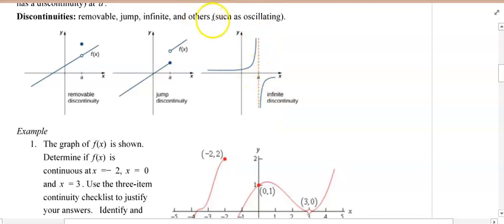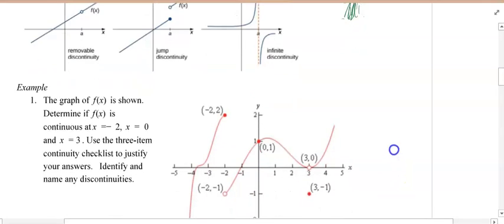There are other discontinuities such as oscillating discontinuity. That means the function is just going up and down. It's going nowhere, just oscillating between bounds. And that's the difference between infinite and oscillating. In oscillating, it's just staying within a bounded area, and infinite is where it's just going off to infinity.